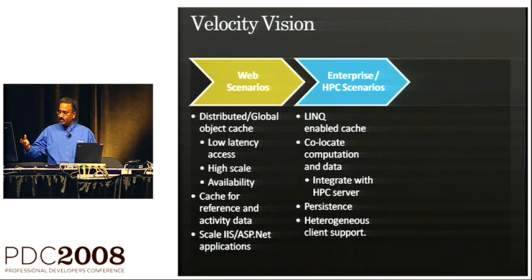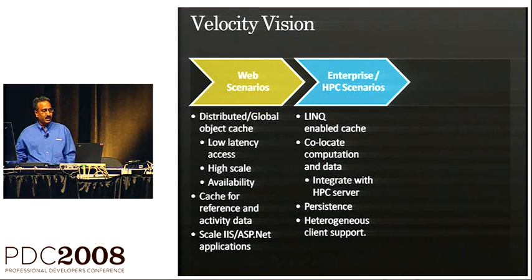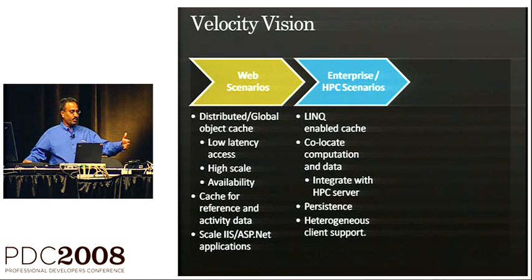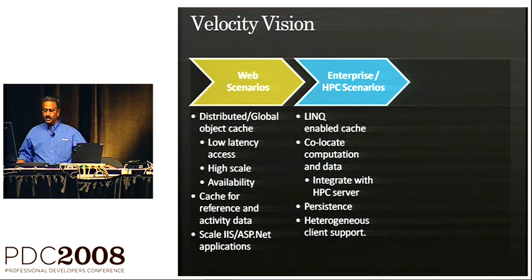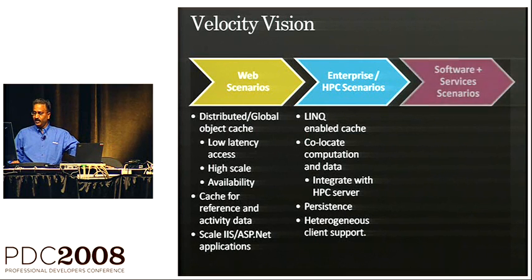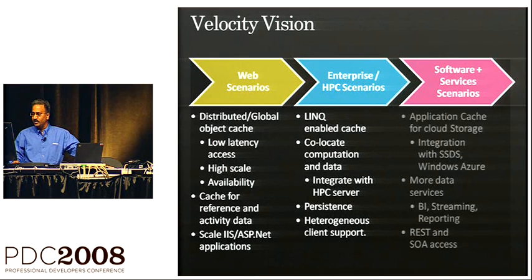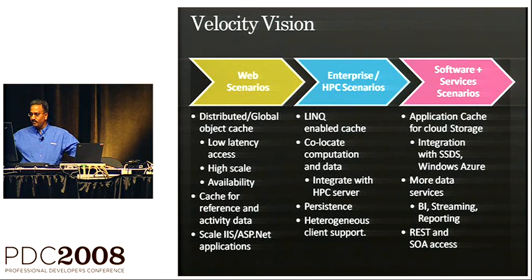And finally, in the enterprise scenarios, heterogeneity exists, and what if a portion of my application is in Java? Can I have a Java client or a PHP client or a C++ client, C# client? So we do think that providing heterogeneous client support is very important. And finally, we look at software plus services. That is the area I just mentioned. Can I put the application cache in the cloud itself? Integration with SSDS and Windows Azure.